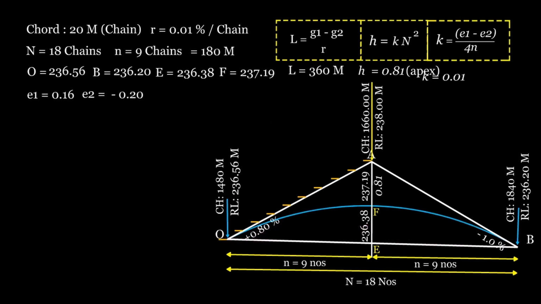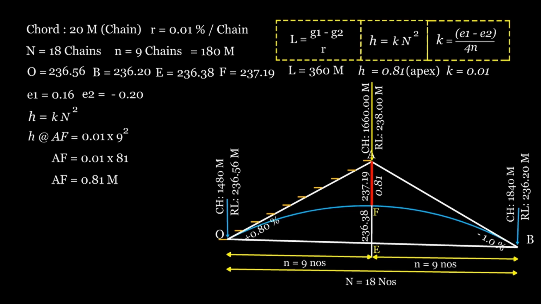Step 7. Calculate the value of H. The value of H at the apex point AF is H equals K times N squared. H equals 0.01 times 9 squared, which equals 0.81 meters. This is the tangent correction at the point of the apex. We can confirm this value matches our previous calculations, ensuring the accuracy of the results.